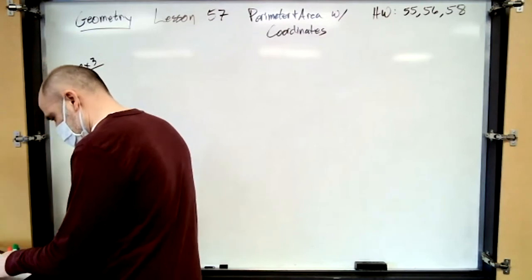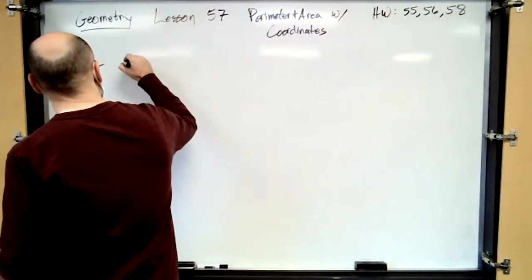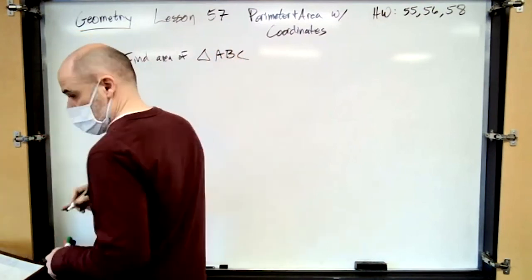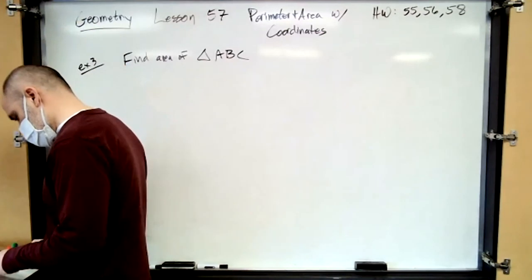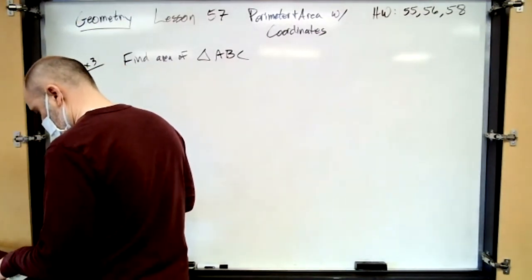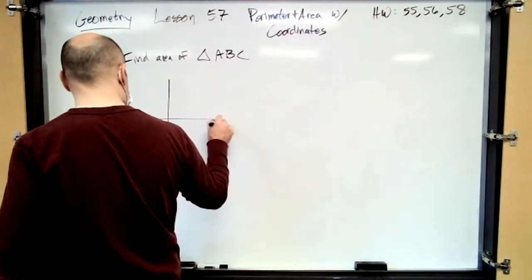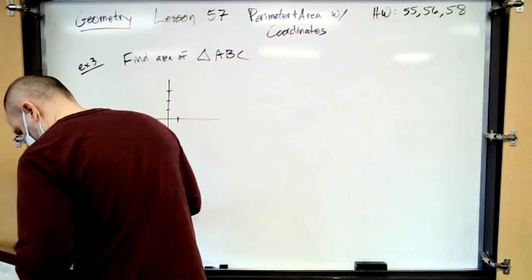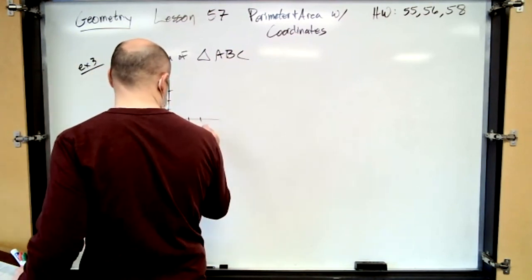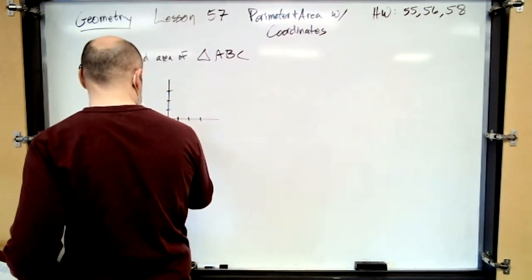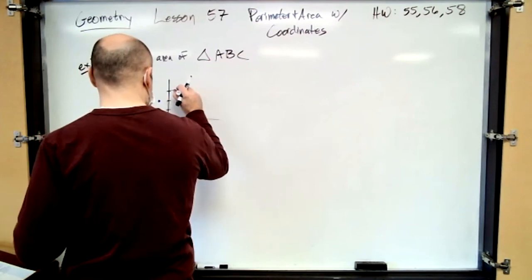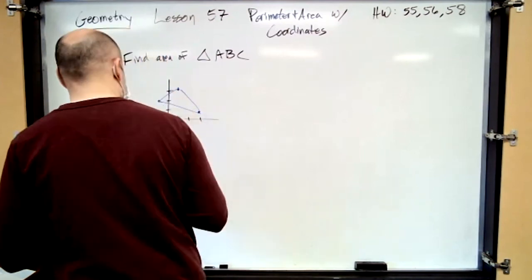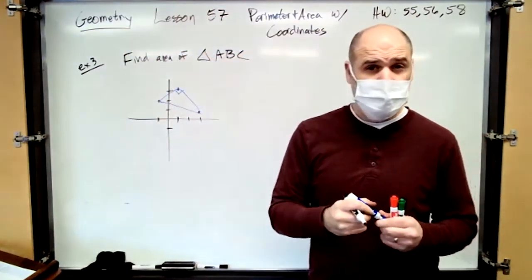All right, I want to find the area. Just to clarify, Skylar. Find area. What's the lesson? Triangle ABC. It's still 57. So I want to find the area of triangle ABC. So here's the deal, I'll just draw it for you. Okay, so we've got a right triangle. I want to find the area of that.